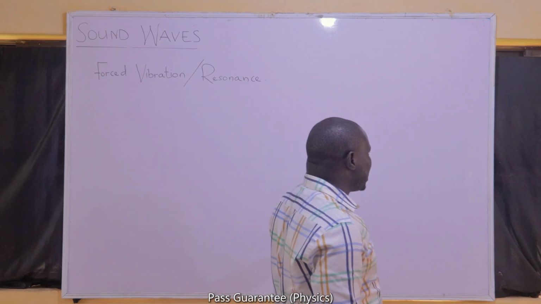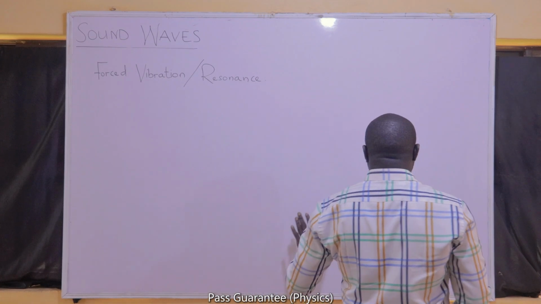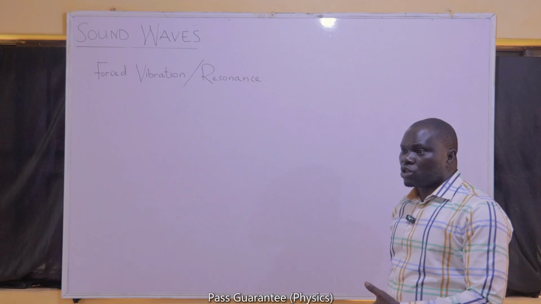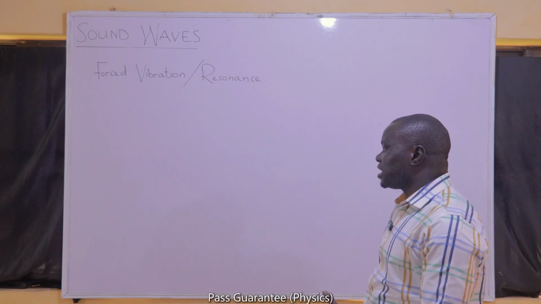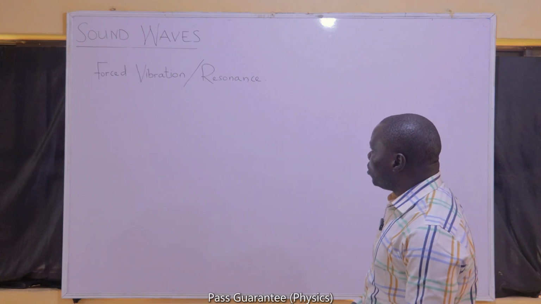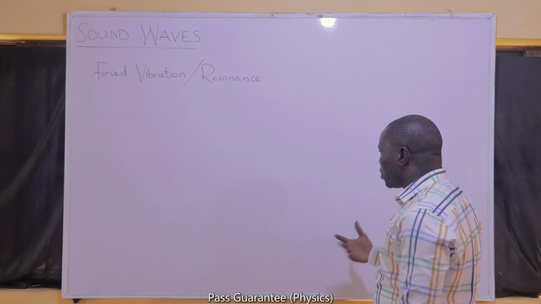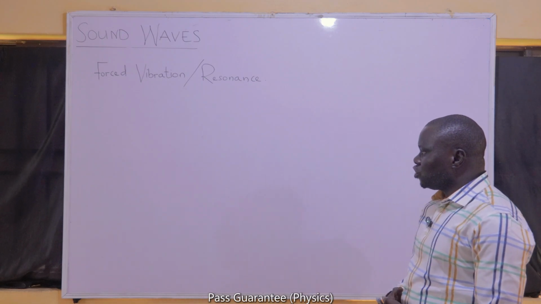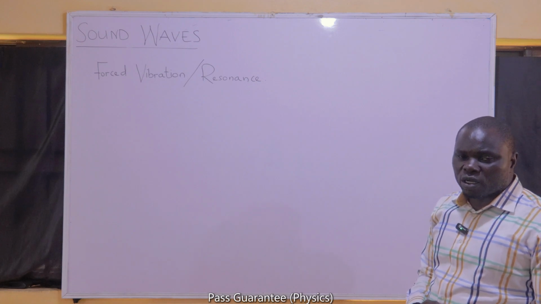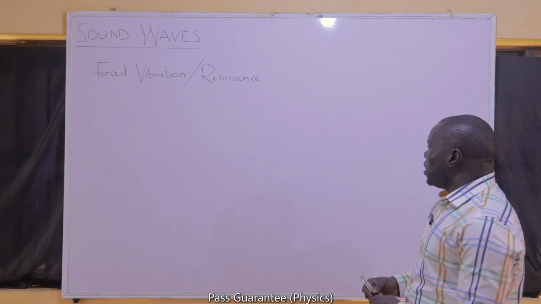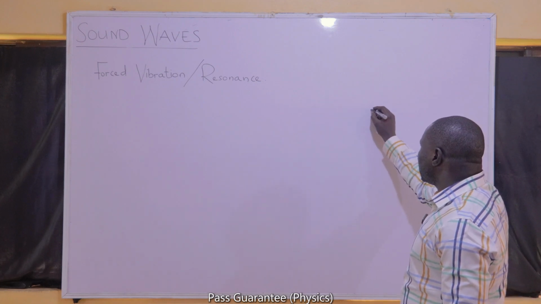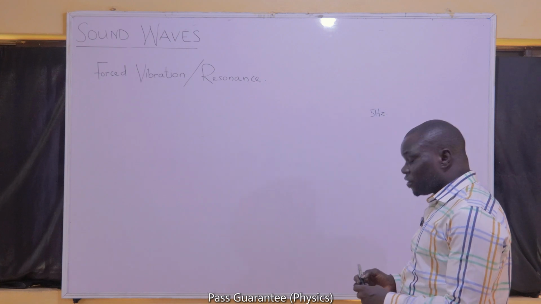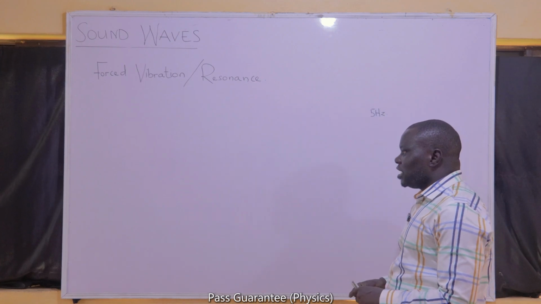Let me use this board as an example. If I hit the board and I allow the board to vibrate, of course the vibration will die down due to what is called damping. We are going to see that later in simple harmonic motion. But let us assume that its vibration can be continuous. If I set it into vibration and I leave it, it will vibrate at its own natural frequency. Now, let us assume that the natural frequency of the board is 5 Hertz.